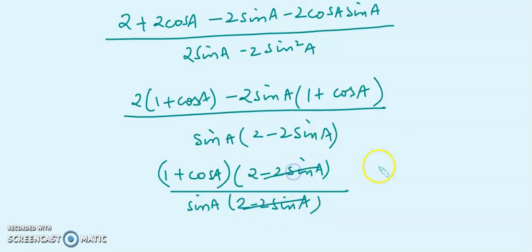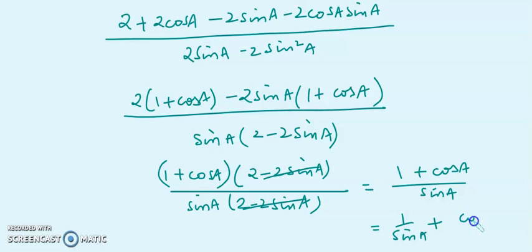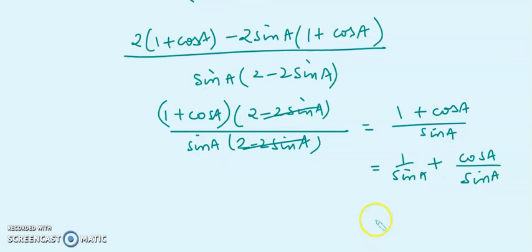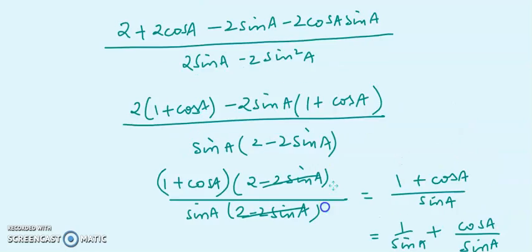So 2 minus 2 sine A gets cancelled off. 1 plus cos A. Let's give the individual denominator as sine A. So it will be 1 upon sine A plus cos A upon sine A, which is equal to cosec A plus cot A. Let me explain the whole thing again.